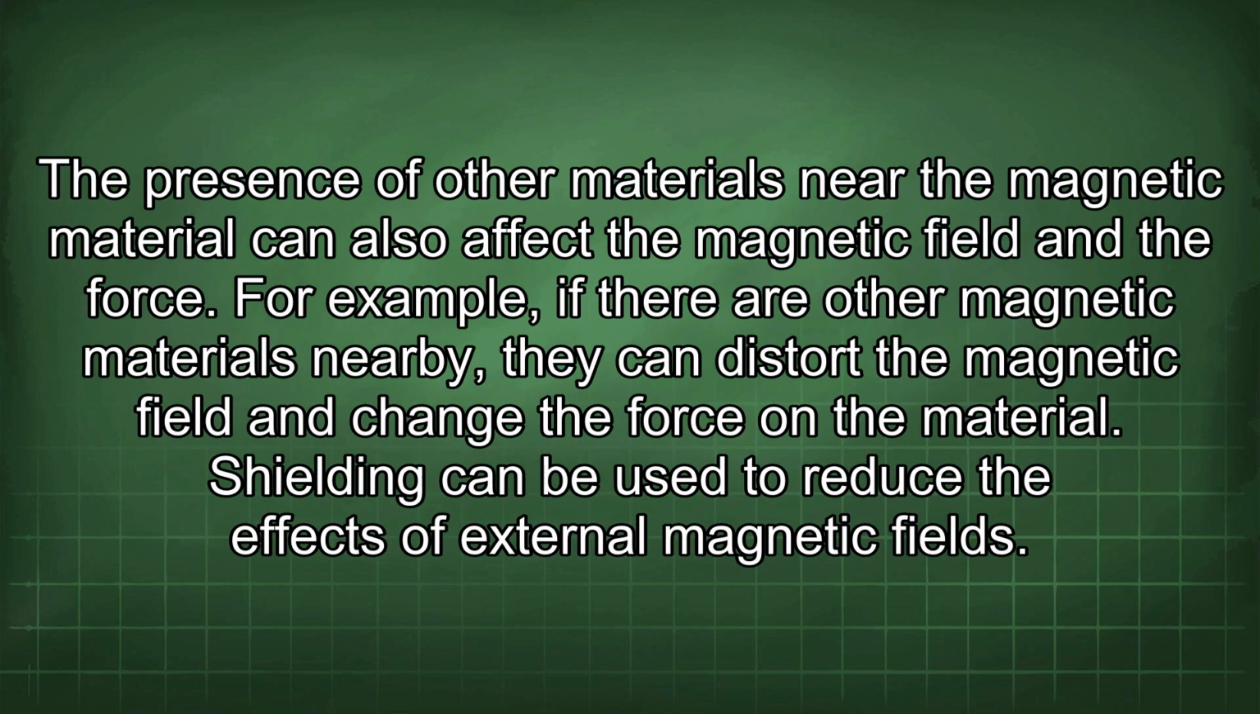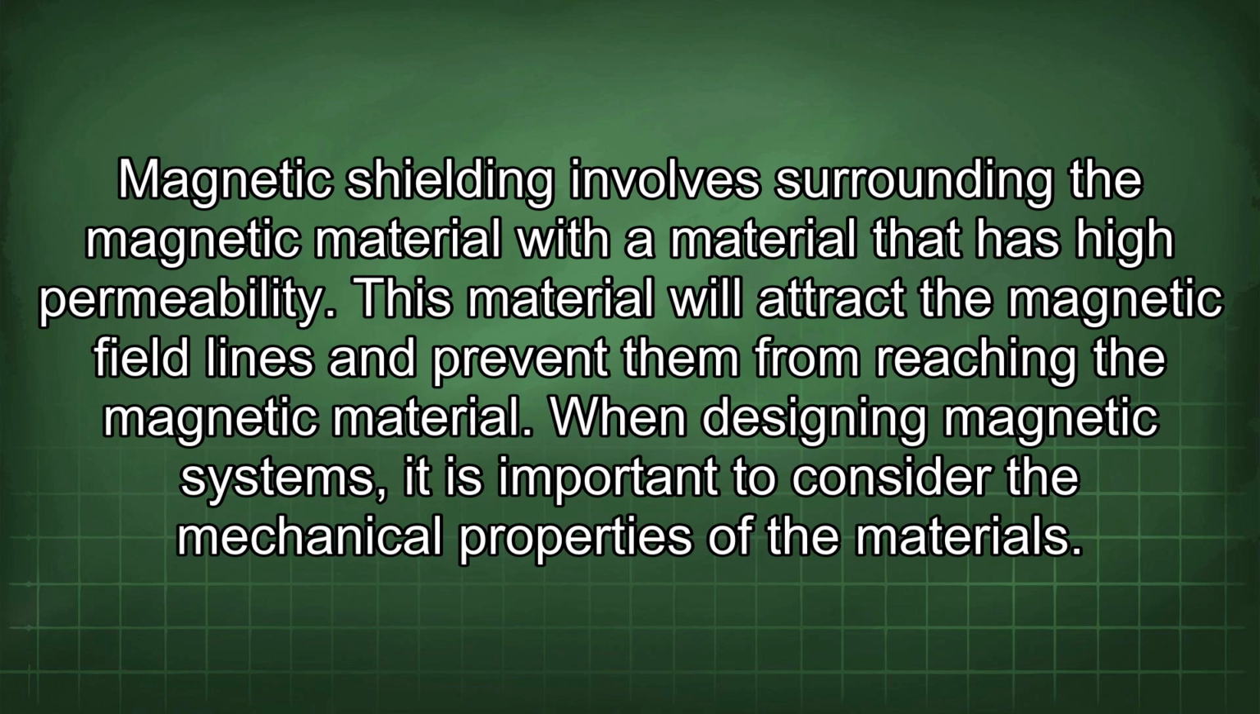The presence of other materials near the magnetic material can also affect the magnetic field and the force. For example, if there are other magnetic materials nearby, they can distort the magnetic field and change the force on the material. Shielding can be used to reduce the effects of external magnetic fields. Magnetic shielding involves surrounding the magnetic material with a material that has high permeability. This material will attract the magnetic field lines and prevent them from reaching the magnetic material.